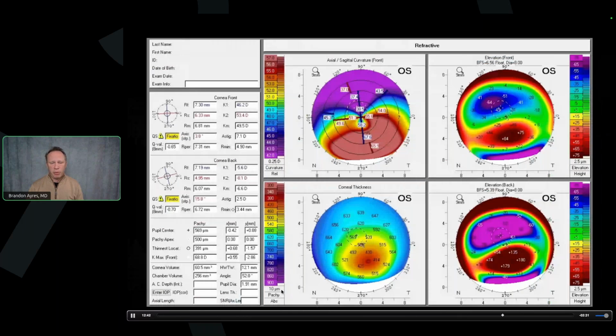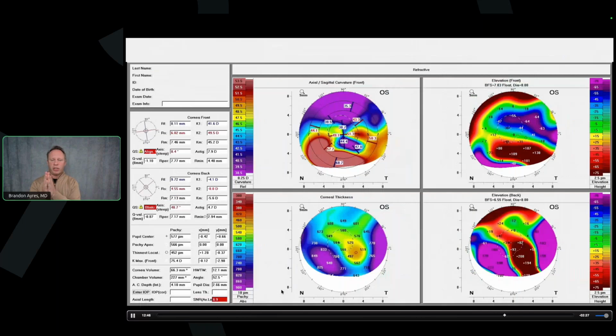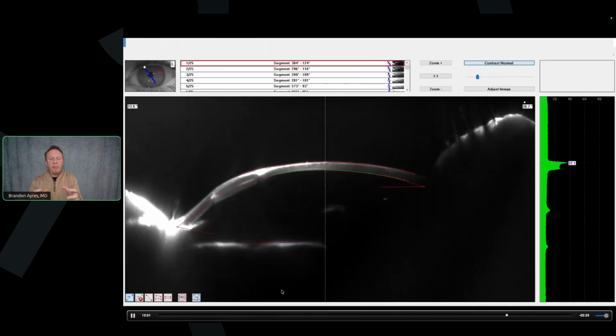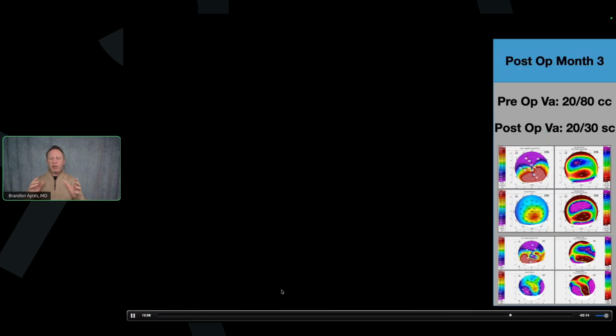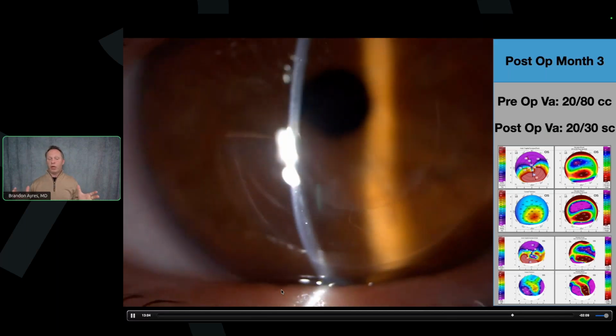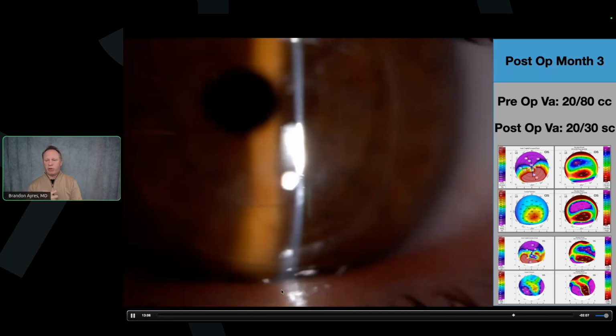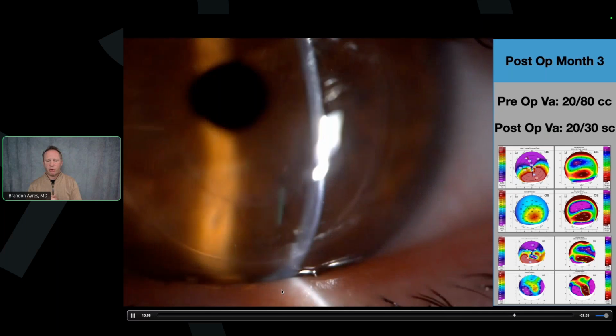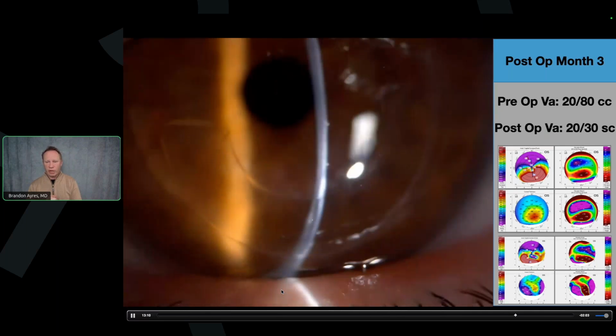Now, here's our before Pentacam. Again, everything is based on the Pentacam, monitoring progression, looking at the shape, and here's our after. Notice that centralization and more regularization of the astigmatism. That's what it looks like on the Pentacam. And here it is on slit lamp exam, and there we have our before and after. This patient had a really great result, 20/80 with correction before surgery, 20/30 without correction afterwards.